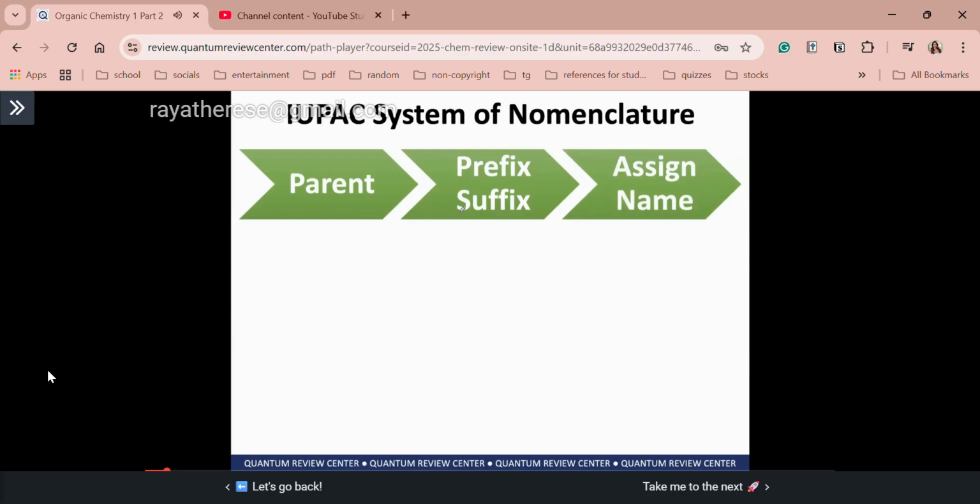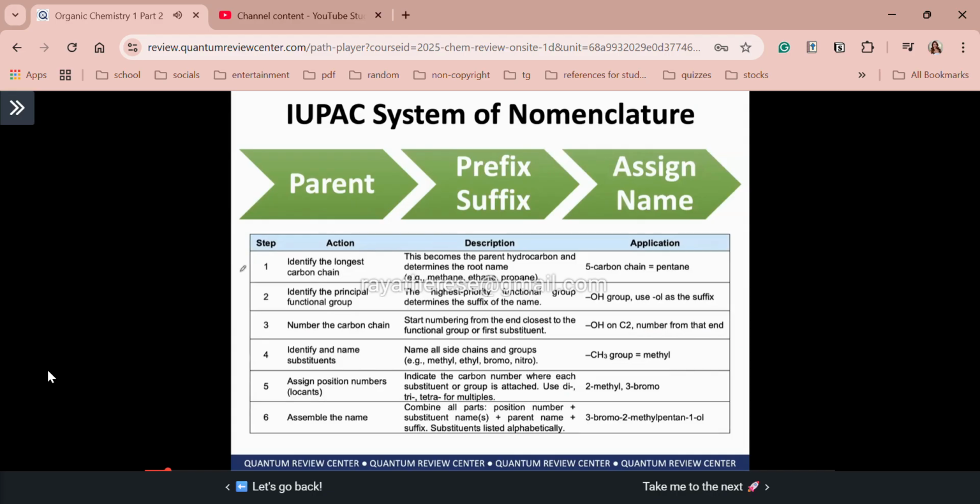easily assign the name. Let's see. The first two steps, class, are under our first strategy: identify the parent through the longest carbon chain and the principal functional group. Usually, the highest priority functional group determines the suffix of the name. Third and fourth, this is under our second step. You should number the carbon chain, and remember, after you identify the substituents, their position should be in a lower numbered position.